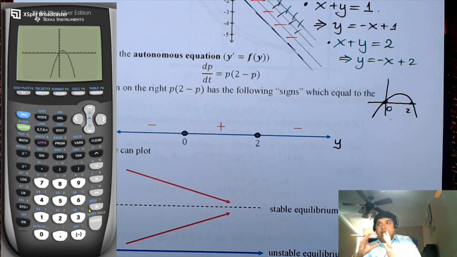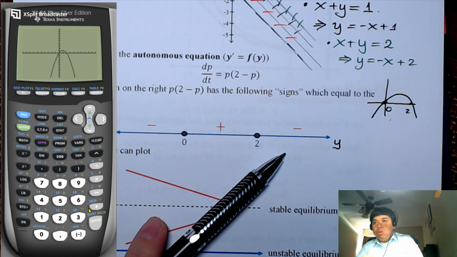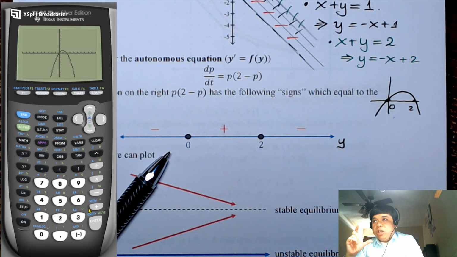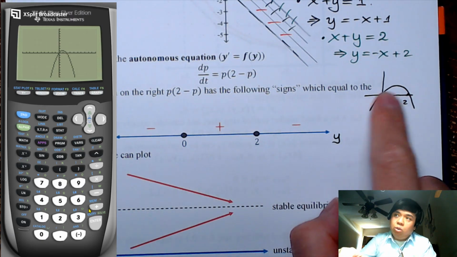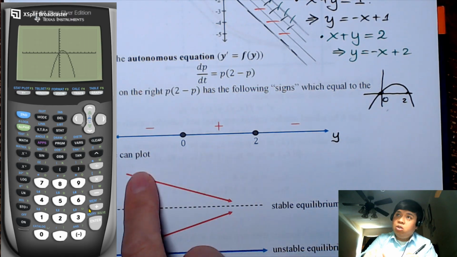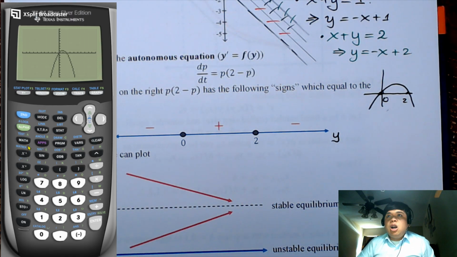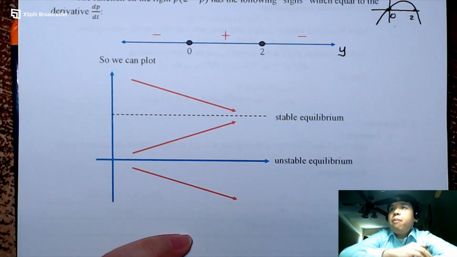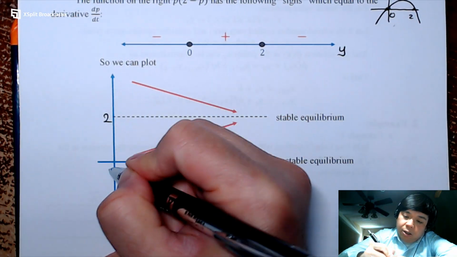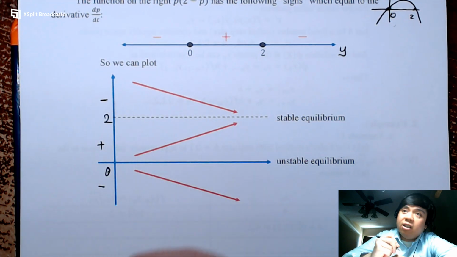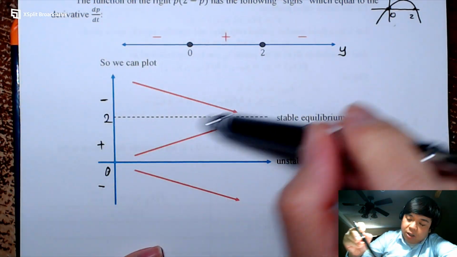So with respect to y, if it is bigger than 2, the slope is negative. If it is below 0, it's also negative. Between 0 and 2, the slope is positive. Based on the graph, above the x-axis positive, below the x-axis negative. So that's what we have. Now based on that, it will be negative here, positive here, and negative there. So we can draw the slope like this.